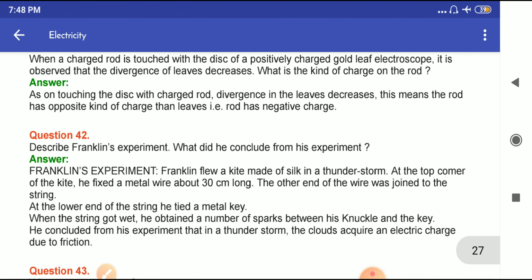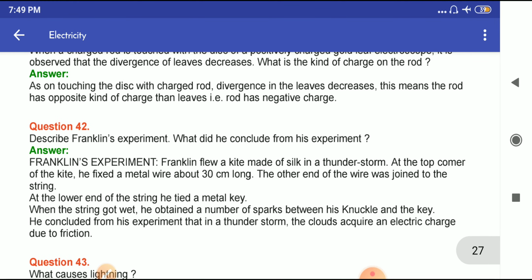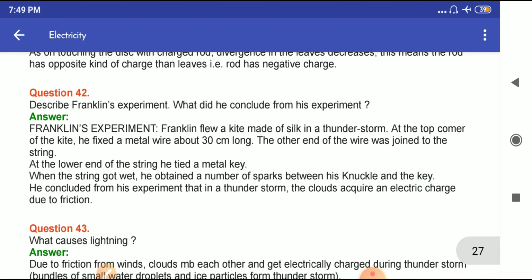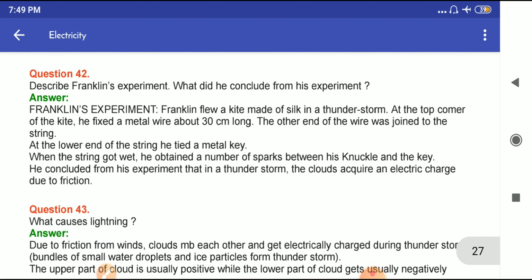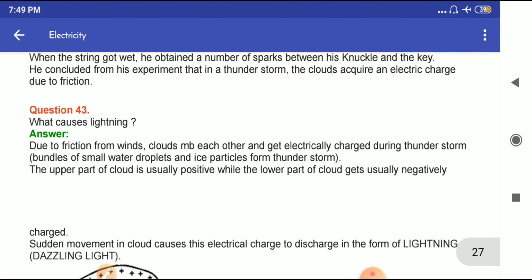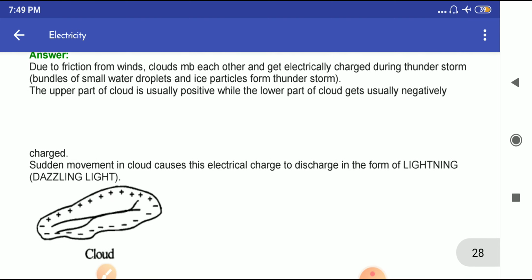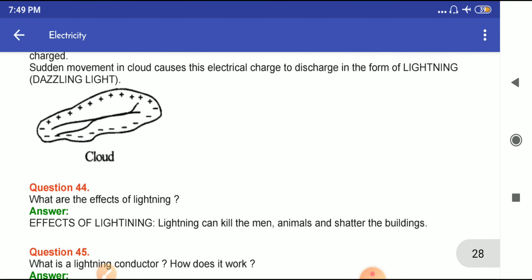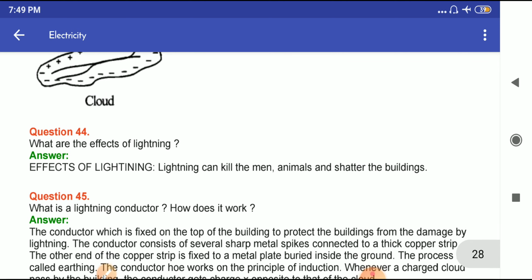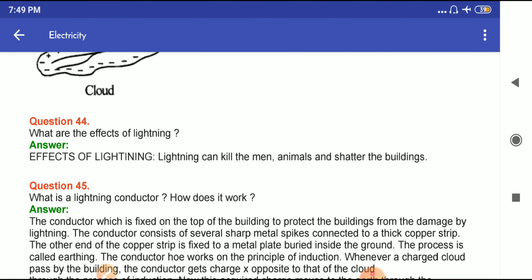Describe Franklin's experiment. What did he conclude from his experiment? So this is your answer number 42. Question number 43. What causes lightning? Okay, so this is your answer. Question number 44. What are the effects of lightning? So the effects of lightning can kill men and animals, and shatter buildings.